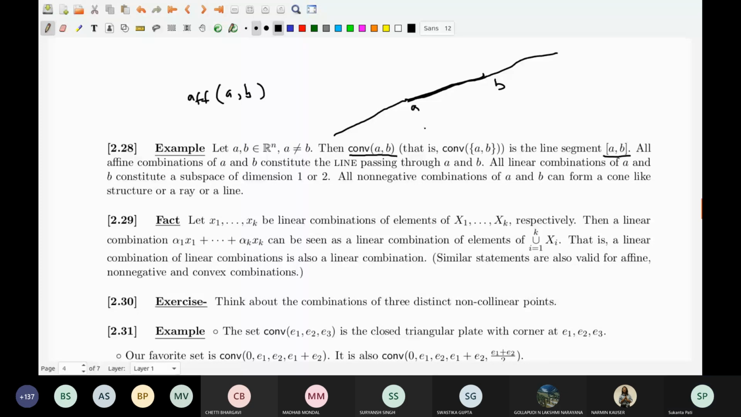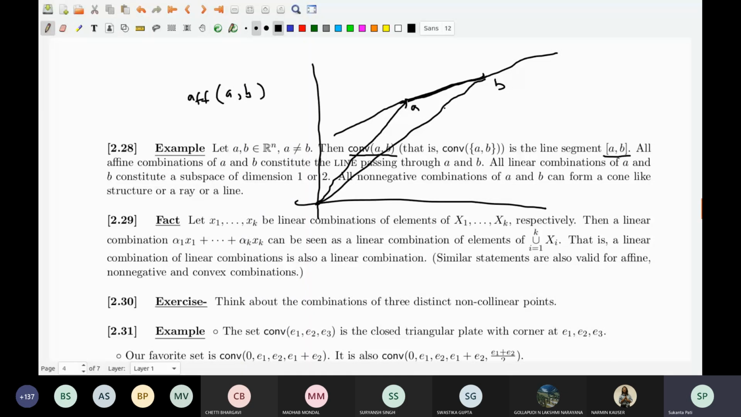Now imagine, suppose I am talking in R2. Then A is this vector and B is this vector, and they are linearly independent. So what will be the span of A and B? The span of A and B will be the whole of R2. The convex combination is the line segment. The affine combination is the line containing both of them. And the span can be anything. It can be two dimensional, or if they are lying on the same line passing through the origin, it may be one dimensional, and that will pass through the origin itself. So depending on that, it can be dimension one or dimension two. That's why I have written that the span of A and B, all linear combinations, can be a subspace of dimension one or two.